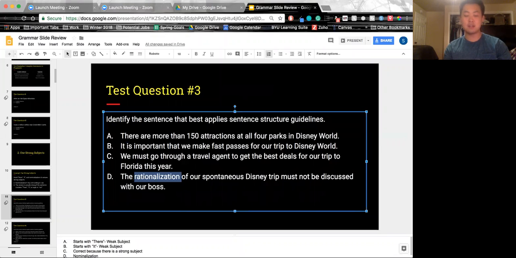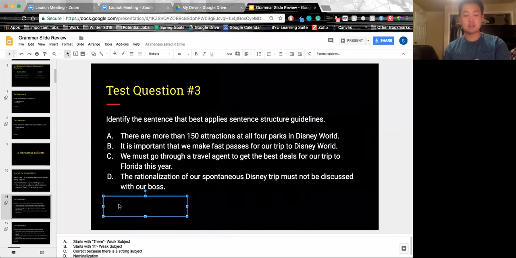Let's see C. Let's read it one more time. We must go through a travel agent to get the best deals for our trip to Florida this year. I am sticking to it because in the subject section, it has a strong subject, we, as opposed to there, it, or a nominalization. Let's see if that's right. Yep, the answer is C. Cool.